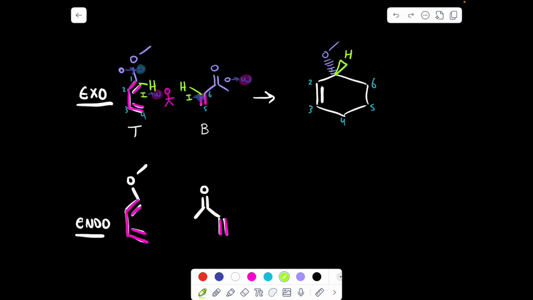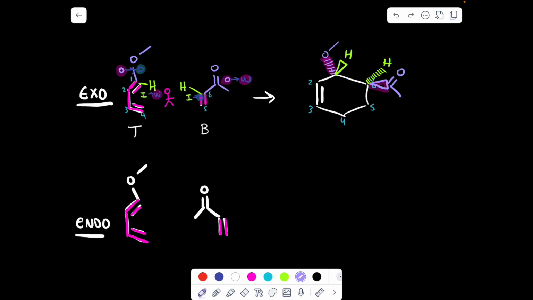So go to carbon number 6, the hydrogen goes on a dash. H goes on a dash. And now the carbonyl group is going to go on a wedge. And there you have it. That's your final product with respect to the exo approach. I will do the same thing for the endo, and I hope you catch on to the trend here.